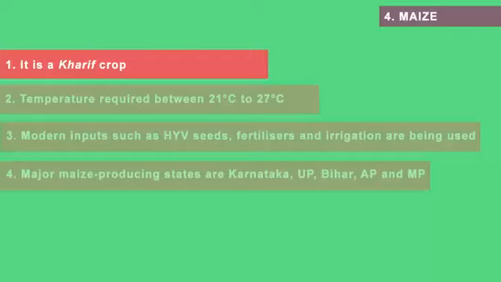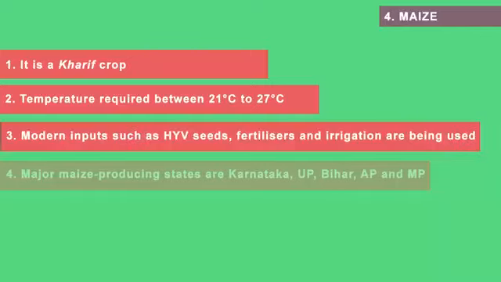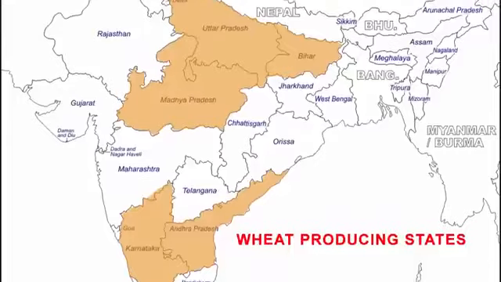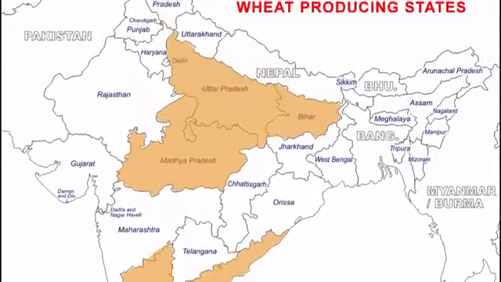And the next type of crop is maize. Now it is a kharif crop which requires a lot of water because kharif is a monsoon crop, and the temperature should be between 21 to 27 degrees Celsius. So today maize is being grown with the help of high yielding variety seeds. These seeds require less input and give a lot of output. And then you need fertilizers and irrigation facilities to increase the production of maize. Some of the maize producing states are Karnataka, Uttar Pradesh, Bihar, Andhra Pradesh, and Madhya Pradesh.